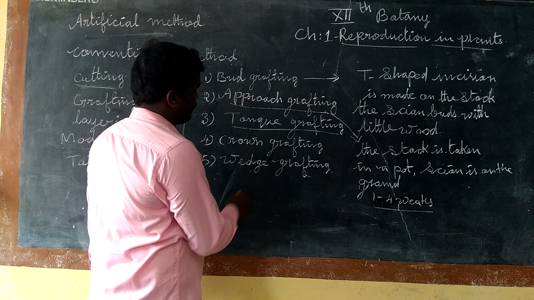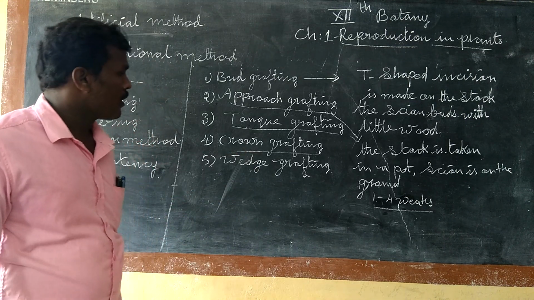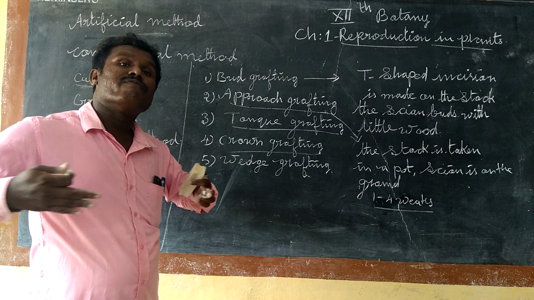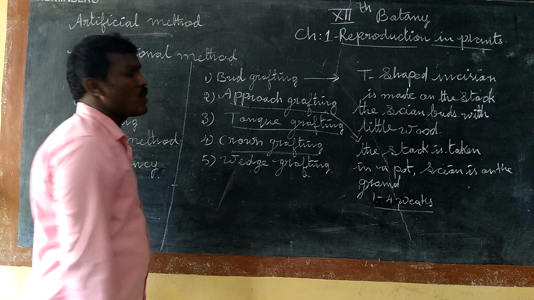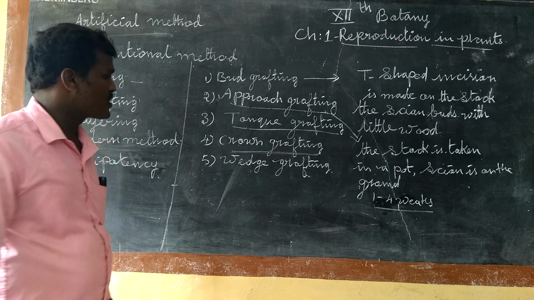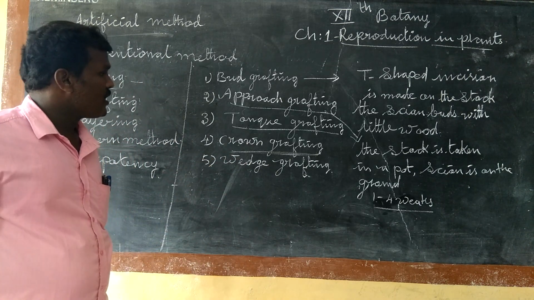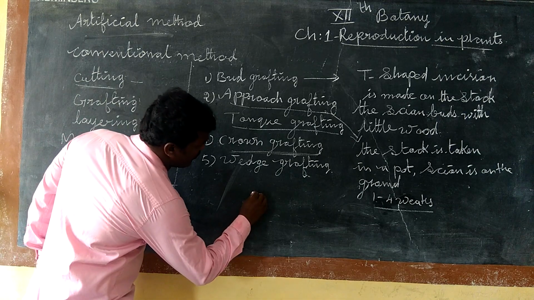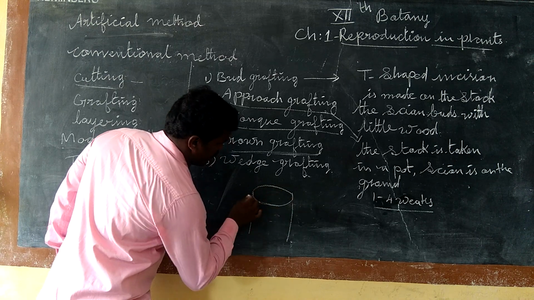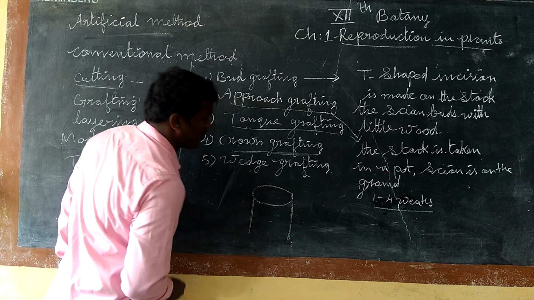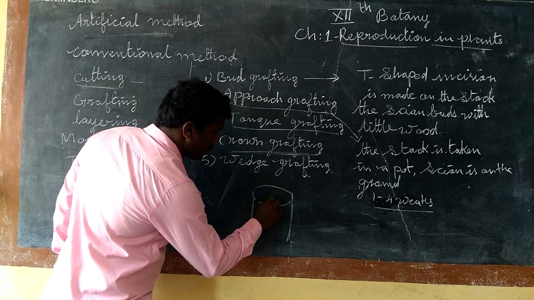Okay, the next one, crown grafting. In this method, the stock is very large. When the stock is very large or the wood is very wide, we use crown grafting. Look at this stem. A larger, wider root is there, so we can remove the bark.